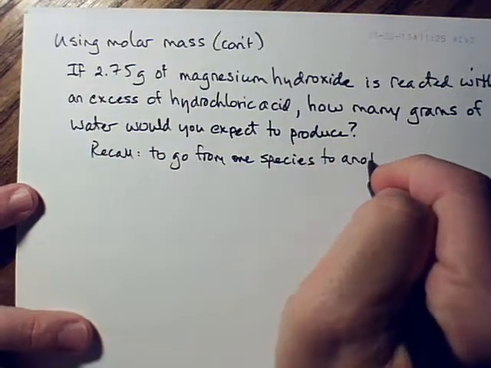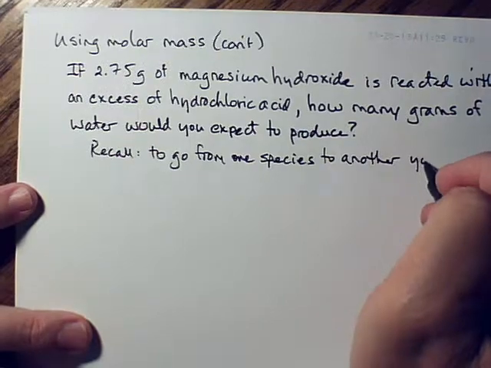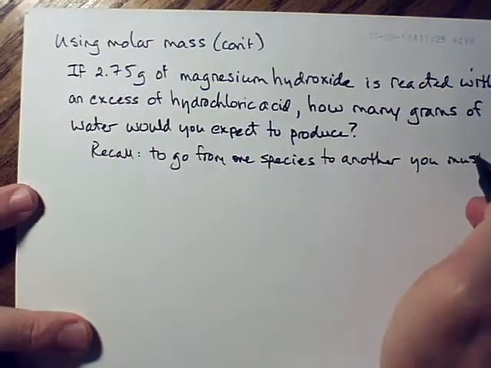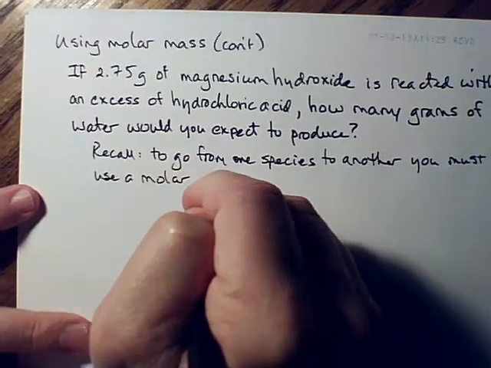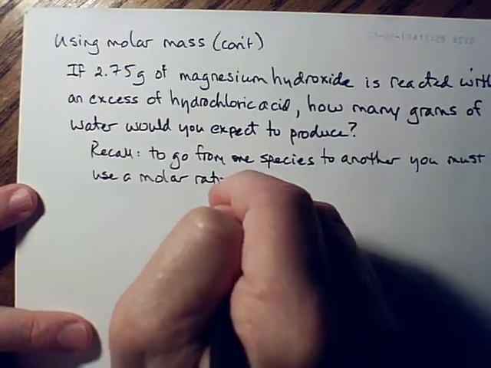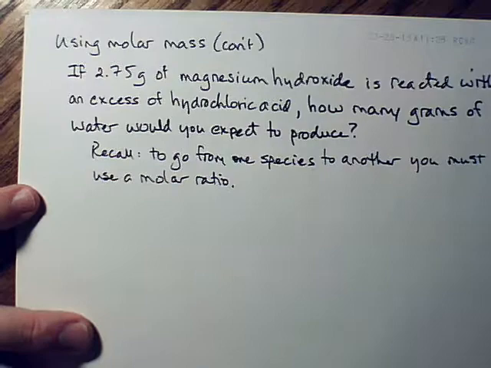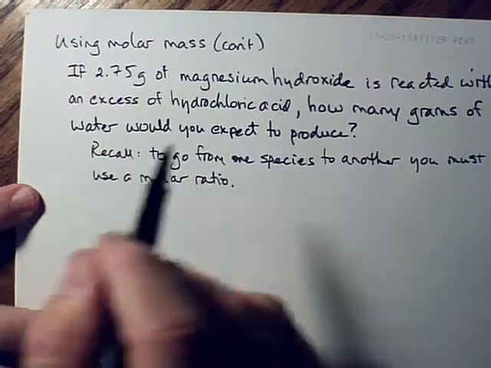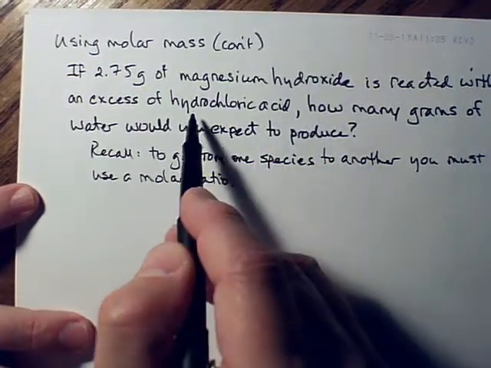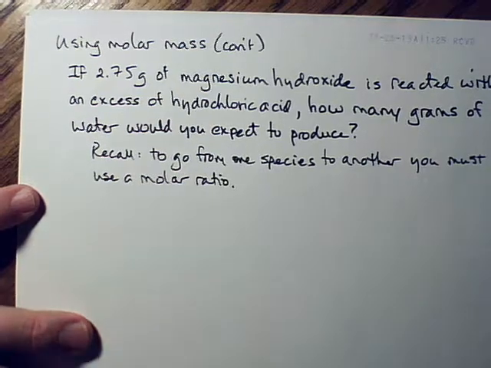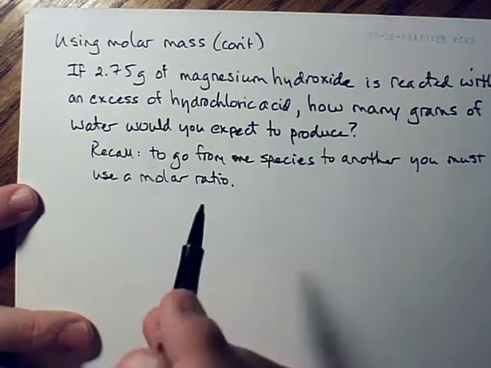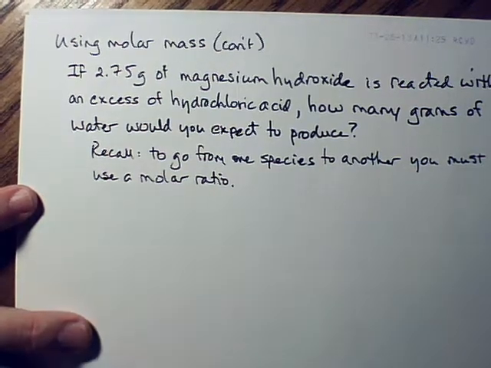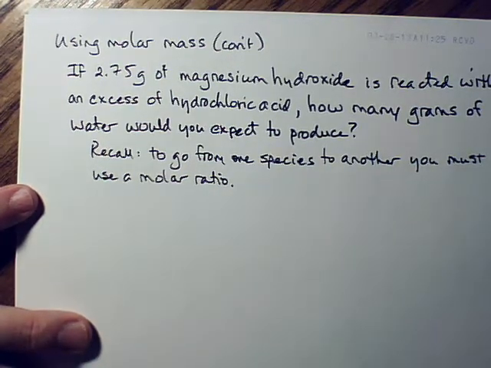To go from one species to another, you must use a molar ratio. Okay? We are going from magnesium hydroxide to water. So we're going from one species to another, so we must have a molar ratio. Where does the molar ratio come from? Balanced equation.